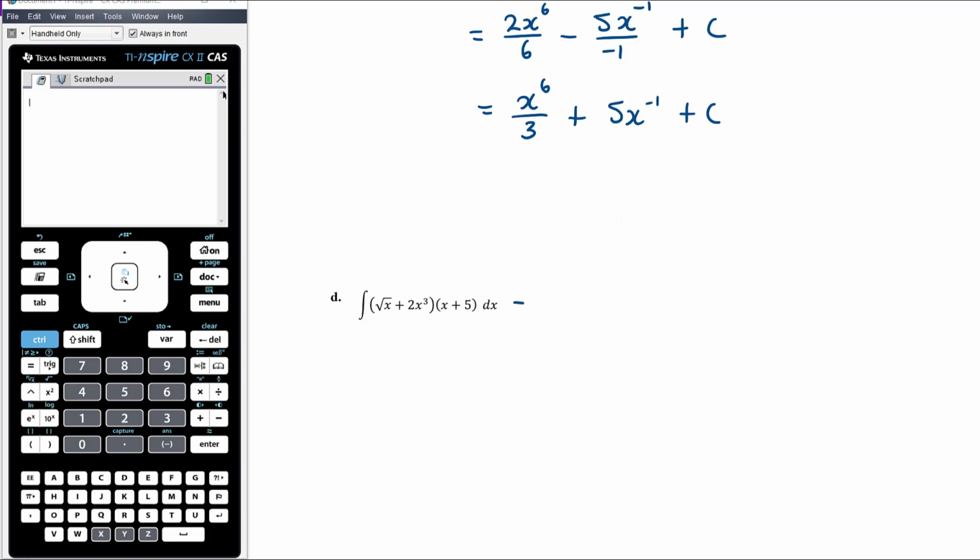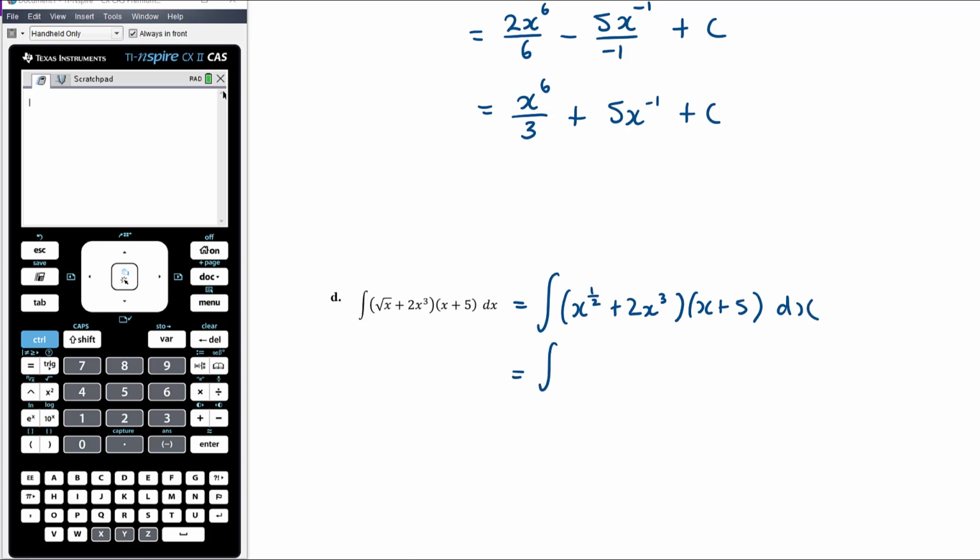Okay, let's expand out our brackets. So I am not anti-differentiating yet. I'm going to first of all write root x, square root of x, is x to the half, plus 2x cubed, times x plus 5, dx. Then let's expand out those brackets.